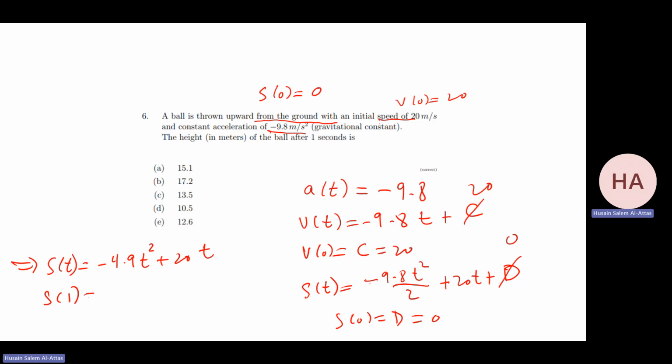s at 1 will be minus 4.9 plus 20, and that will be what? 15.1. Yes, 15.1 plus 4.9, that will be 20. Okay, so this is my answer.